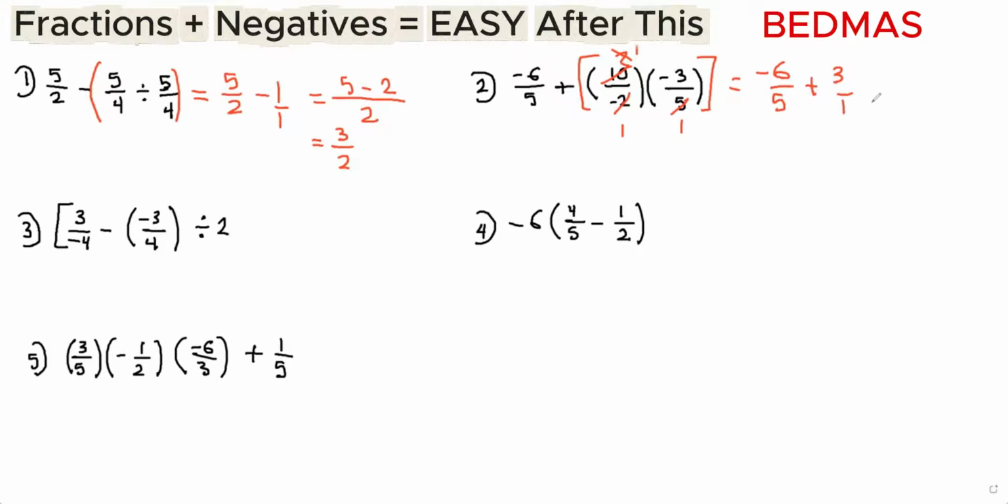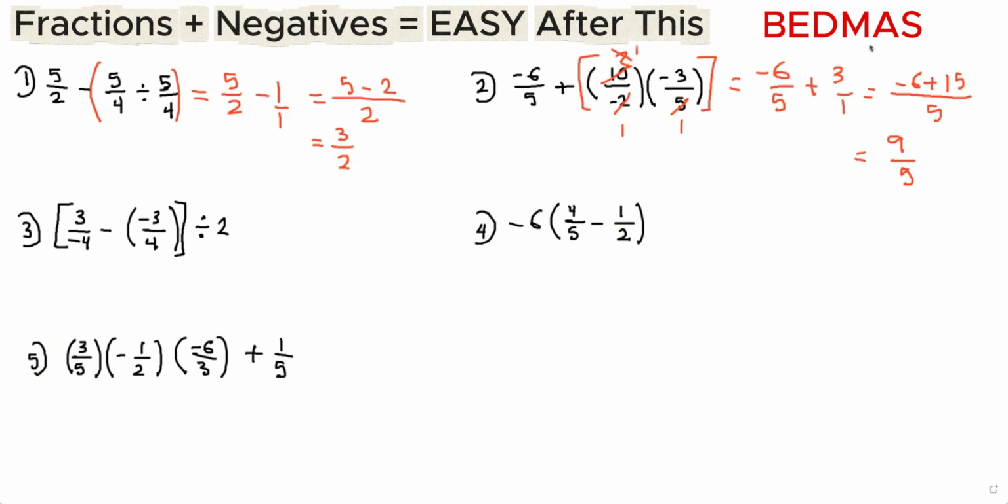I'm just going to put this over 1 and then do common denominator, which is 5. 5 divided by 5 is 1. 1 times negative 6 is negative 6, plus 5 divided by 1 is 5, times 3 is 15. Negative 6 plus 15 is 9. So the answer is 9 over 5.